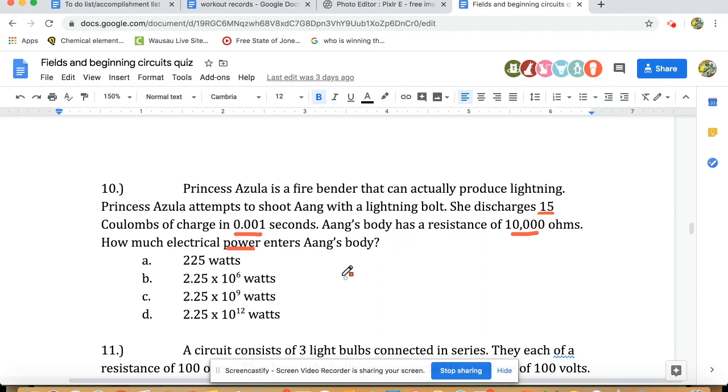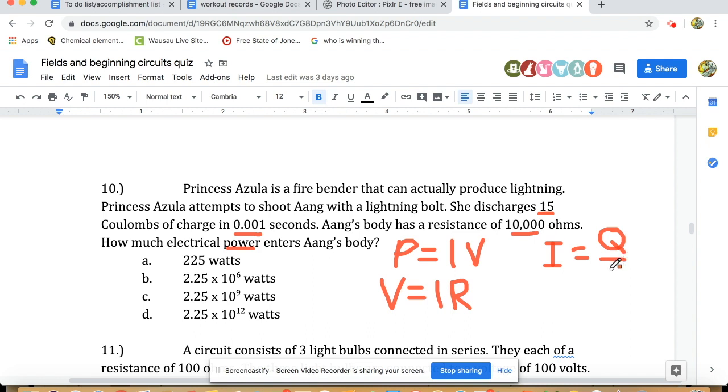Now for this, if you remember, power is equal to current times voltage, P equals IV. And voltage is equal to current times resistance, V equals IR. Probably the two most important equations in circuits, or electricity equations. But understanding the idea that I, current, is also this amount of charge, Q, flowing per second.